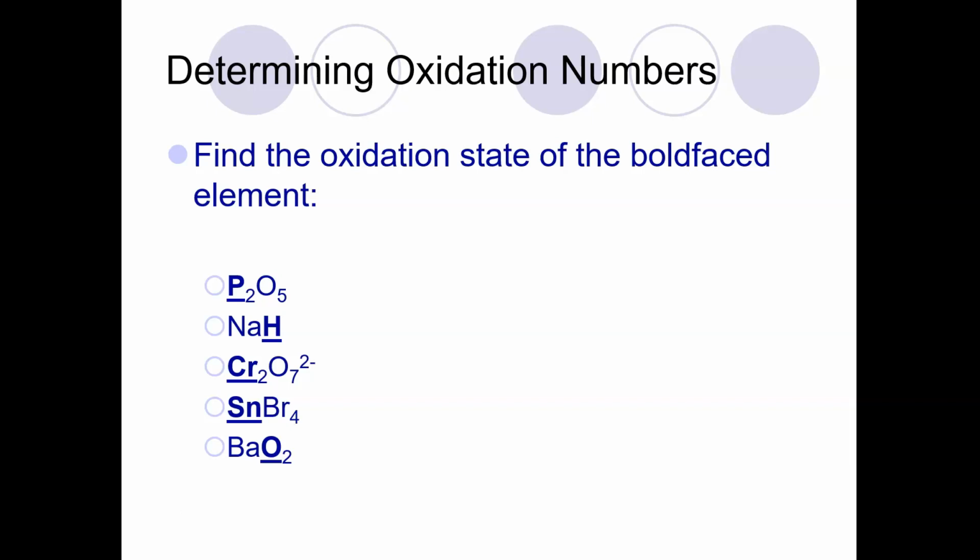P2O5, where the bolded and underlined thing, you're supposed to be solving for phosphorus. NaH, the bolded underlined thing, you're supposed to be solving for hydrogen. For dichromate, you're solving for chromium. And by the way, in this case, and in this case, you're solving for one of those atoms. Like, what's the charge on 1 phosphorus? What's the charge on 1 chromium? For tin, and for BaO2, where I'm telling you this is a peroxide.